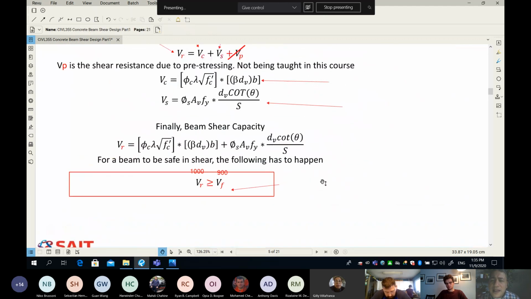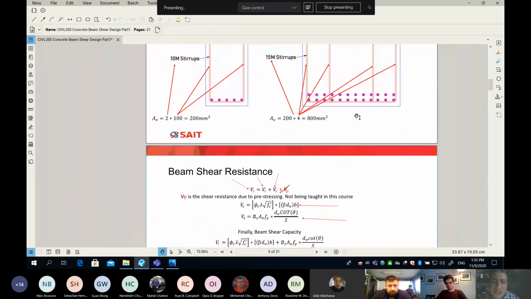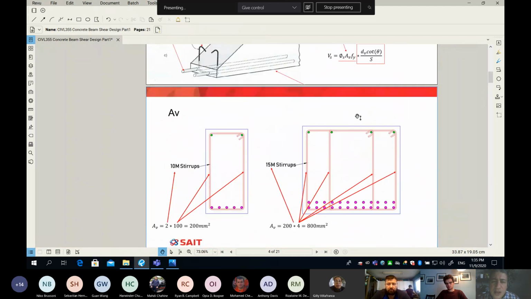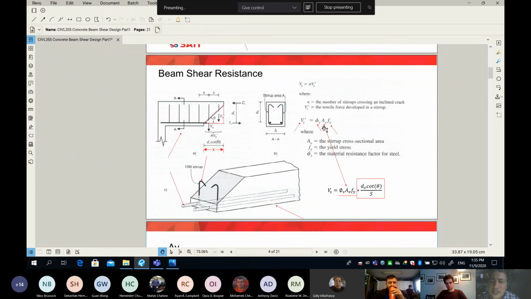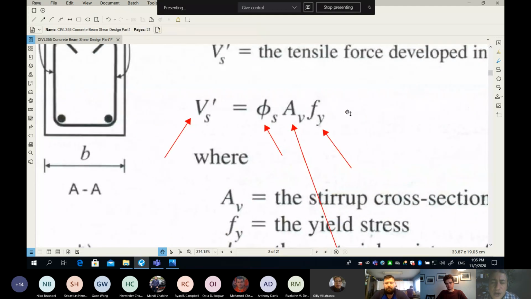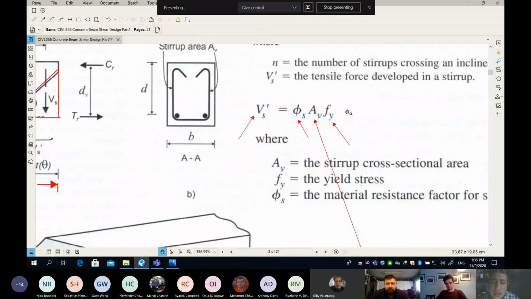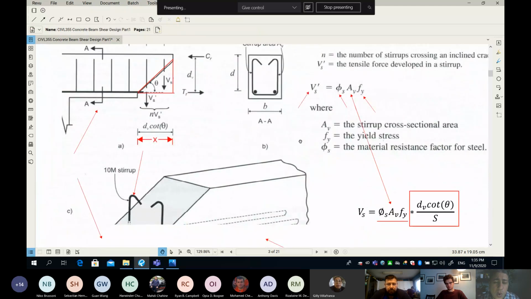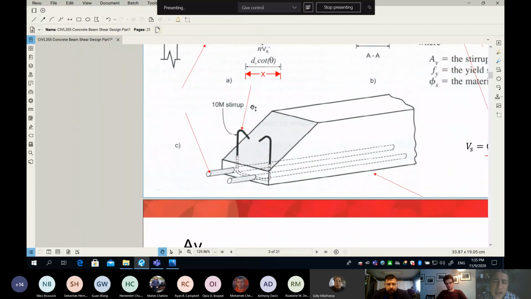Now let's go back and see what V_F is, and V_F is a kind of confusing part. In this equation here, we said A sub V. But I want you guys to understand what A sub V is. Let me look at this picture. So guys, look at this picture here.